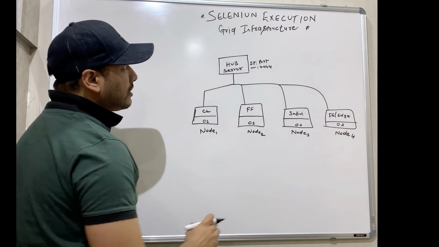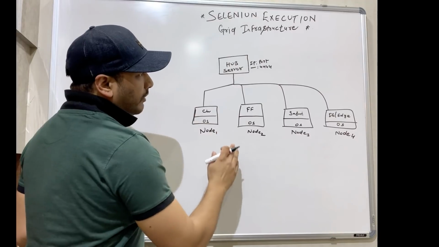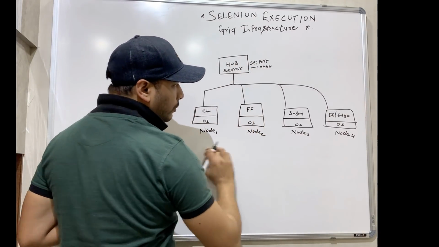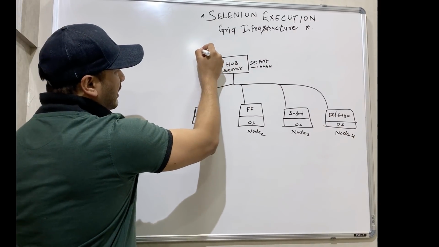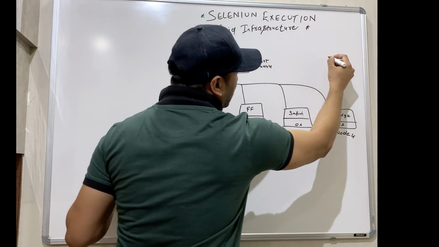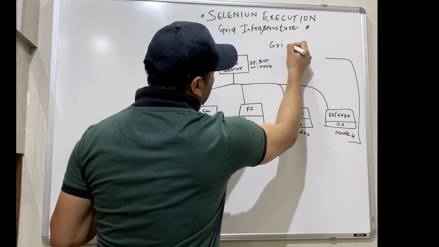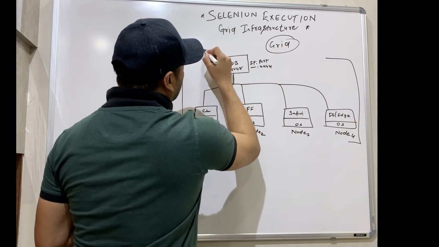So what do you see over here? You can see a grid, right? This hub is connected to multiple nodes, so this entire stuff is actually called a Selenium Grid. This is a grid.